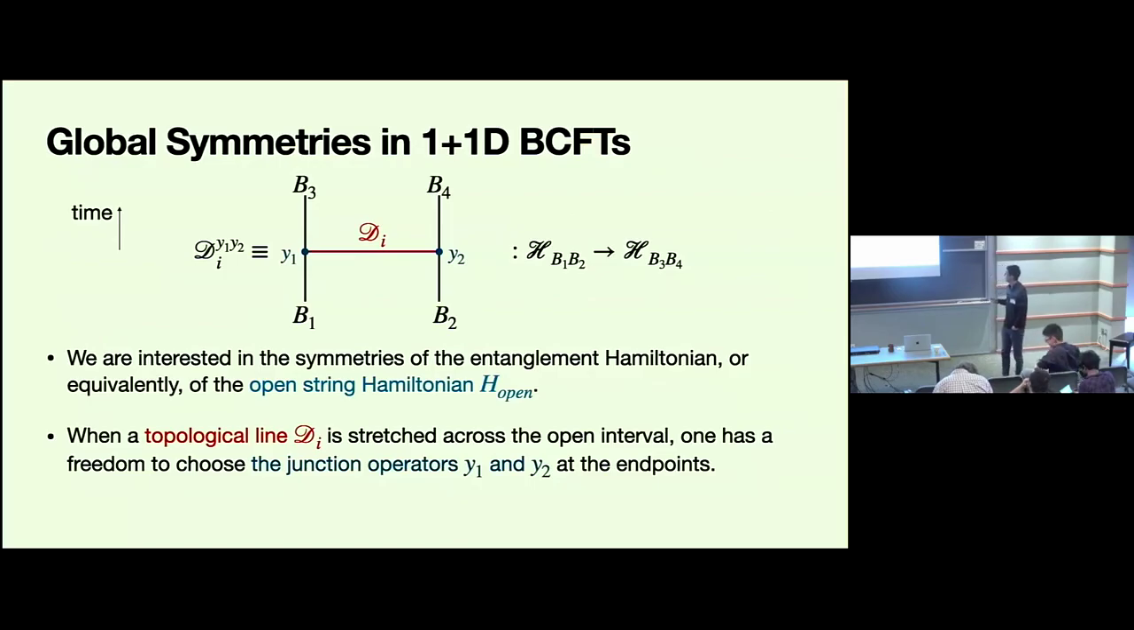So the picture will be like so. I have my CFT defined on a finite interval with some conformal boundary conditions B1 and B2 imposed. Symmetry operators that commute with this open string Hamiltonian will in general be obtained by considering some topological line operator, D_i, which is stretched across the interval. Now, when you consider such a topological line operator, you need to also specify what happens at the endpoints of this topological operator. In other words, you need to specify the junction operators y1 and y2 that sit at the ends of this topological line D_i.